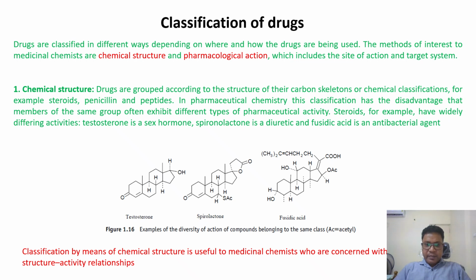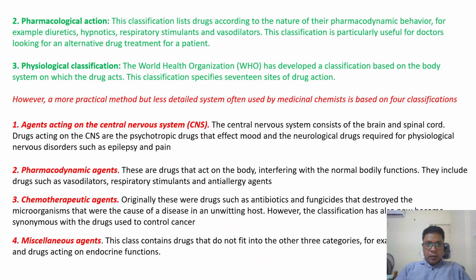Classification by chemical structure is useful for medicinal chemists, who are synthetic chemists who synthesize the drug molecule in the laboratory, but it is not very useful for doctors. So doctors prefer the pharmacological classification of drugs. This classification is a list of drugs according to the nature of their pharmacodynamic behavior. For example, diuretics, hypnotics, respiratory stimulants, and vasodilators. This classification is particularly useful for doctors looking for an alternative drug treatment for a patient.